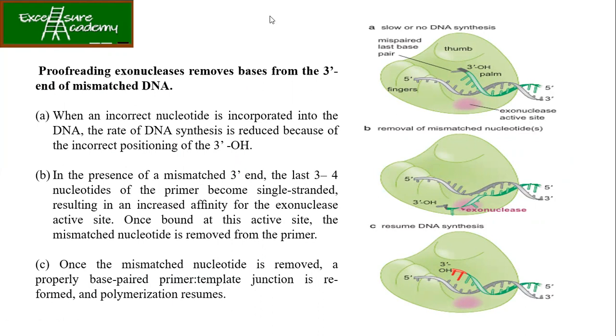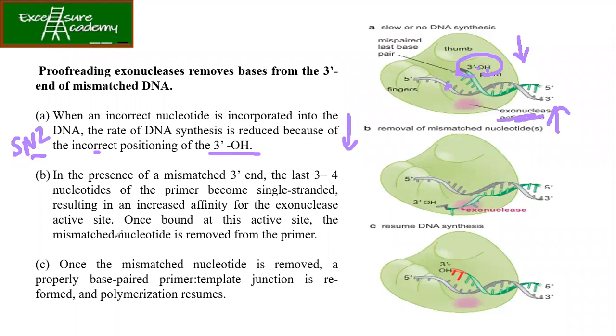So when an incorrect nucleotide is incorporated into the DNA, the rate of the DNA synthesis is reduced. ठीक है? Because of the incorrect positioning of the 3' OH. So because of that, SN2 mechanism नहीं होगा. So आपका क्या होगा, so mispaired last base pair is there over here. तो यहाँ पे pairing नहीं हो रही है, जिसकी वजह से what will happen, 3' OH अपनी पोजीशन में नहीं है फॉस्फोडाइस्टर बॉन्ड बनाने के लिए, जिसकी वजह से the DNA synthesis rate will be decreased and the exonuclease activity will get activated.